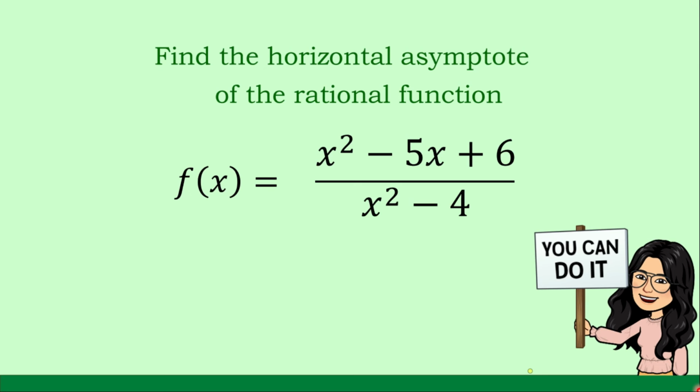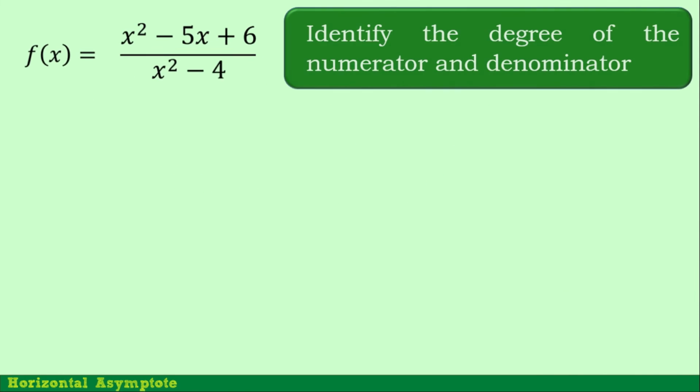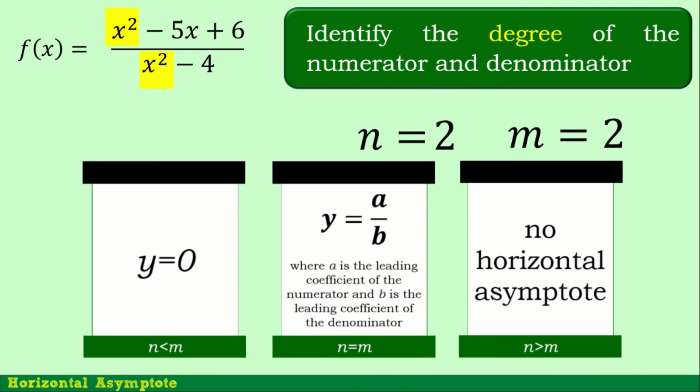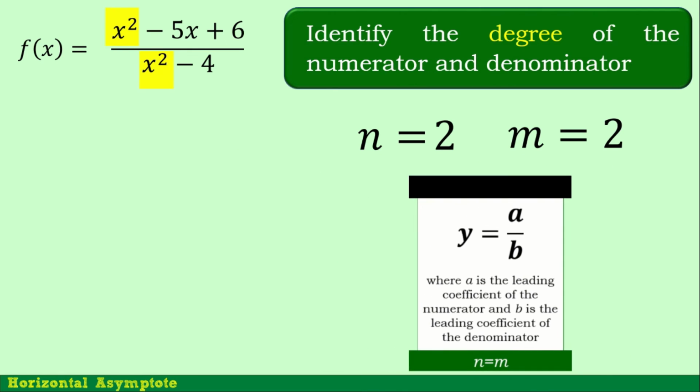To find the horizontal asymptote of this given rational function, let's follow these steps as your guide. Let's identify the degree of the numerator and the denominator, represented by n and m. Here, the highest degree is x squared in the numerator, so n is equal to 2. Same with our denominator. Since it's x squared, m is also 2. Do you follow? Let's recall our 3 conditions earlier. So this example falls into the second condition since n is equal to m.